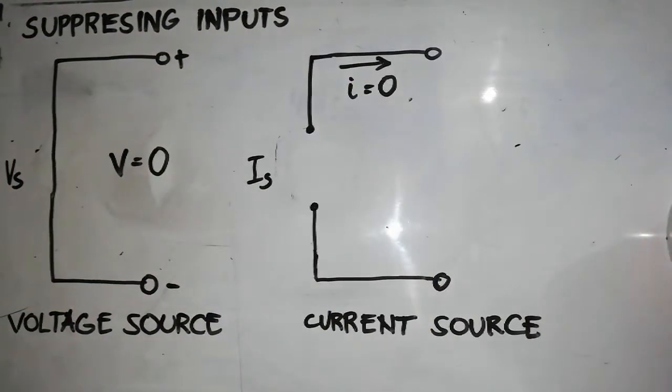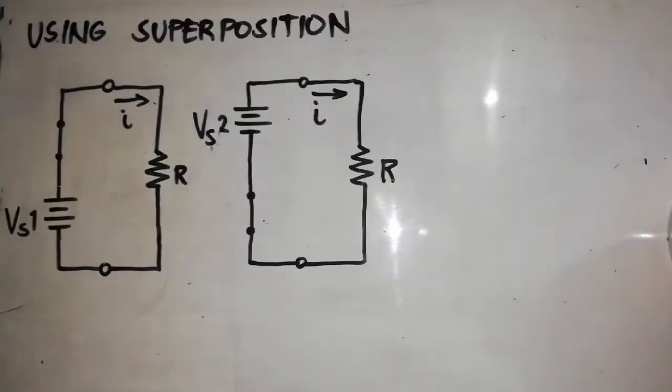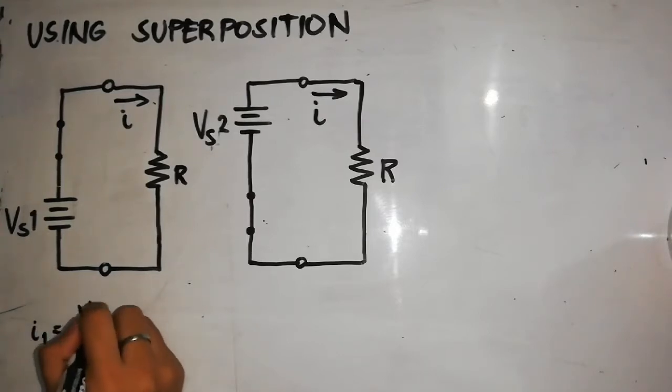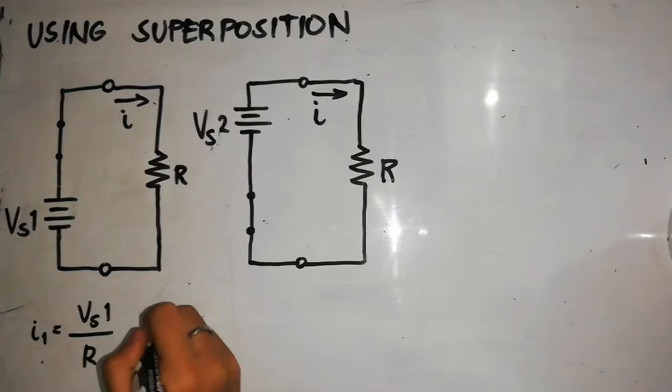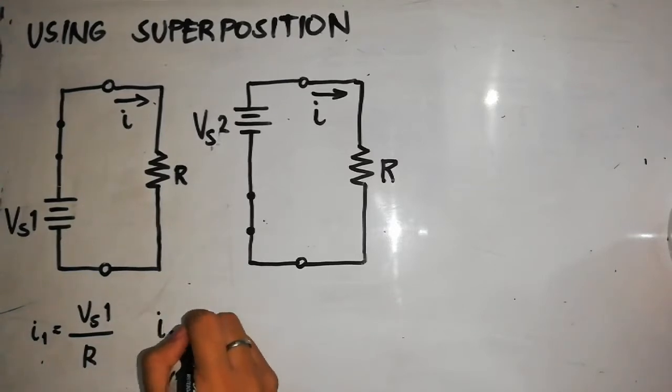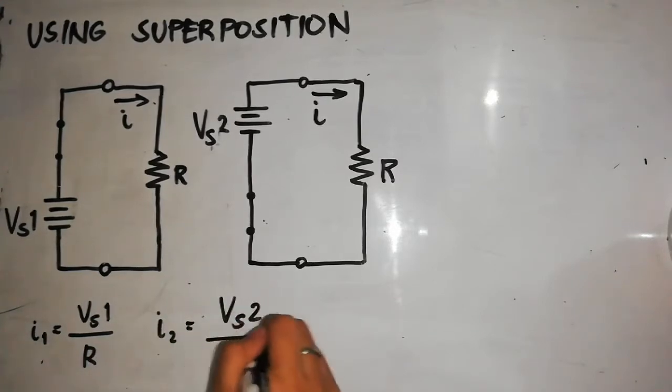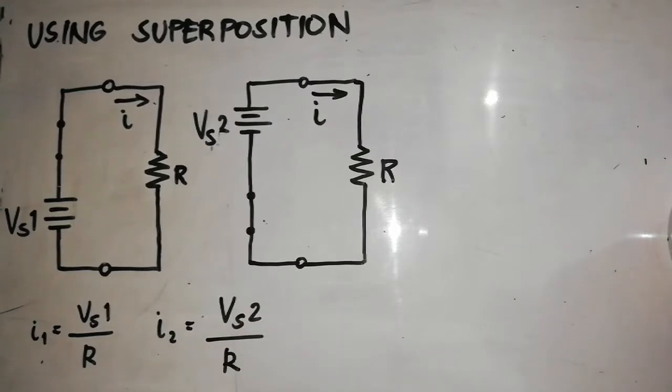When we zero out or suppress an input, we replace one of the inputs with zero, allowing the one remaining input to shine through by itself. Now we solve each circuit individually, where I sub 1 is equal to V sub S1 over R and I sub 2 is equal to V sub S2 over R. I sub 1 is the current caused by the source V sub S1 and I sub 2 is the current caused by the source V sub S2.